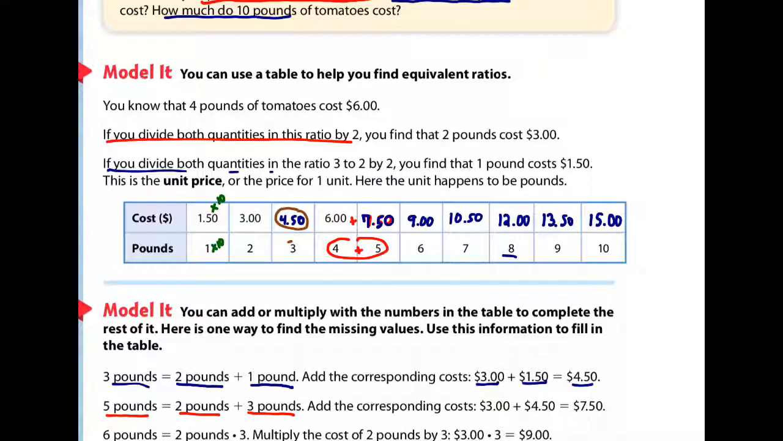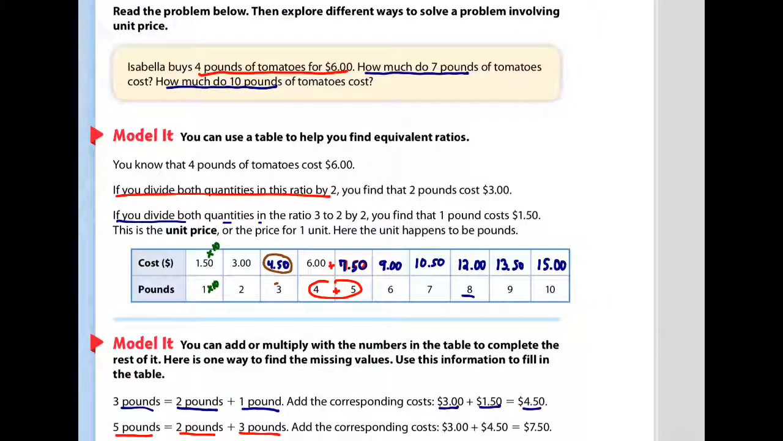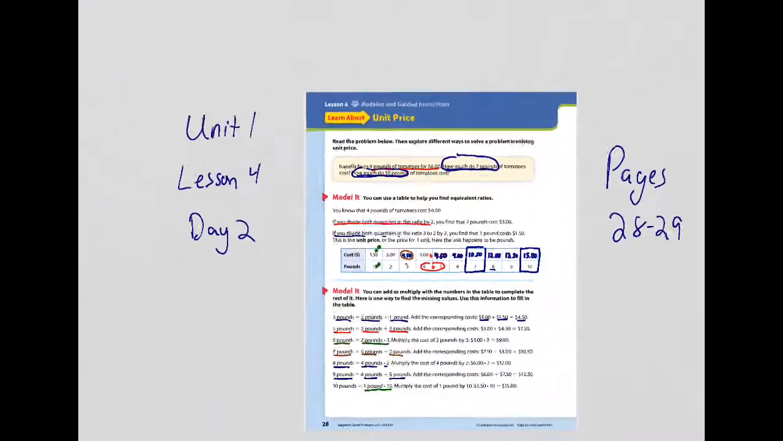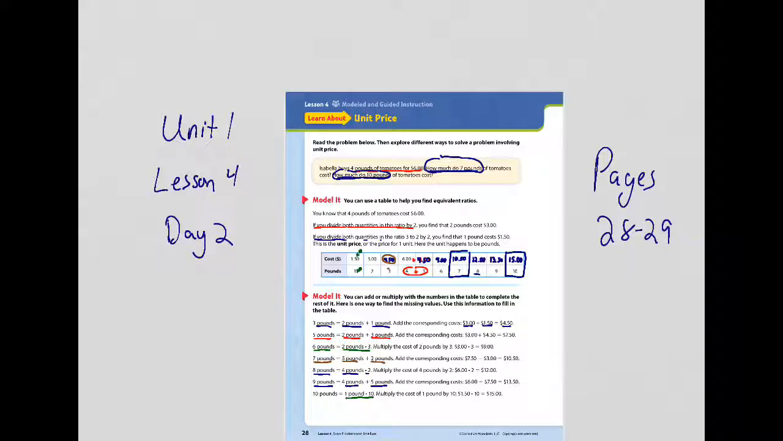Now remember the answer to the question was, how much do 7 pounds of tomatoes cost? So we know 7 pounds, I'm going to put a box around it, cost $10.50. And the other question said, how much do 10 pounds of tomatoes cost? So we know 10 pounds costs $15. Now, we did not need all of the other equivalent ratios on the table, but I just wanted to show you how you can use adding or multiplication to figure out all of those different numbers, if you have a ratio table, that is. All right, so let's go on to the next page.